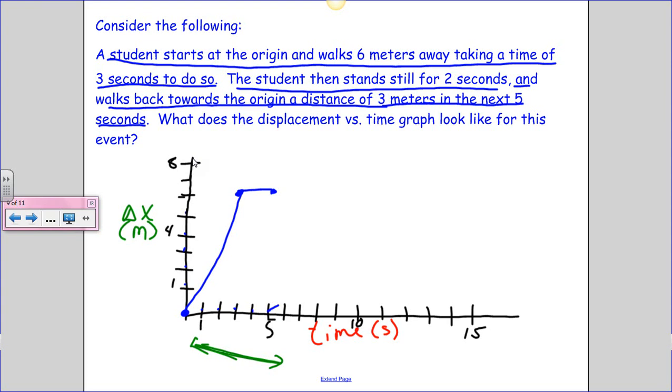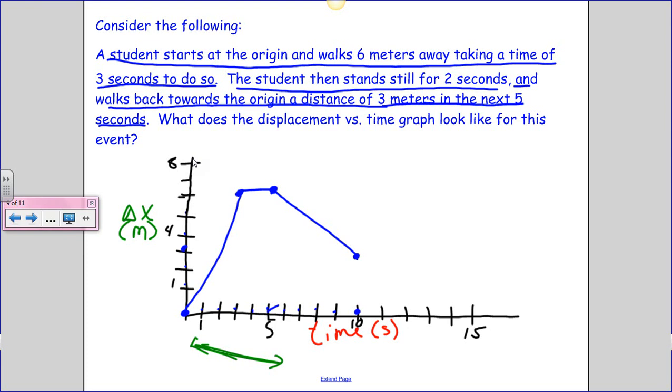So what we need to do is time continues to move forward. And time has moved forward 5 seconds. So we move from 5 to 10. 6, 7, 8, 9, 10. So we are now here at 10 seconds. But the student has moved back 3 meters. So if we start here at 6 meters and move back 3, where do we end up? The displacement is -3 meters, so we end up back at 3. So the final point is at 10 seconds and 3 meters, which is right here. And that is what this graph should look like.